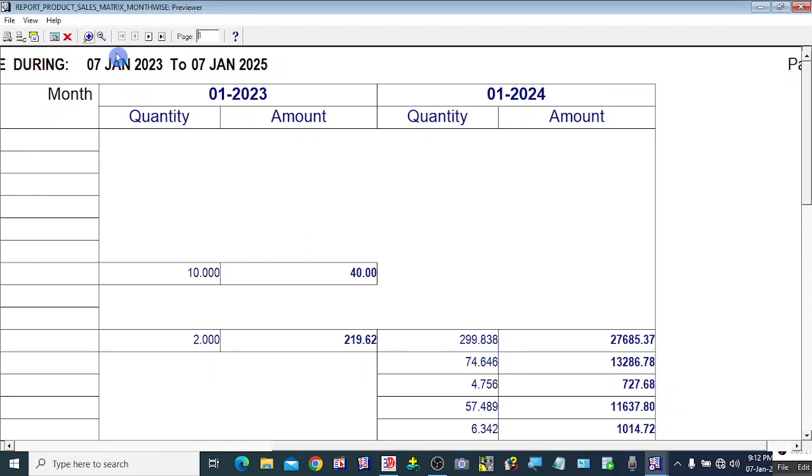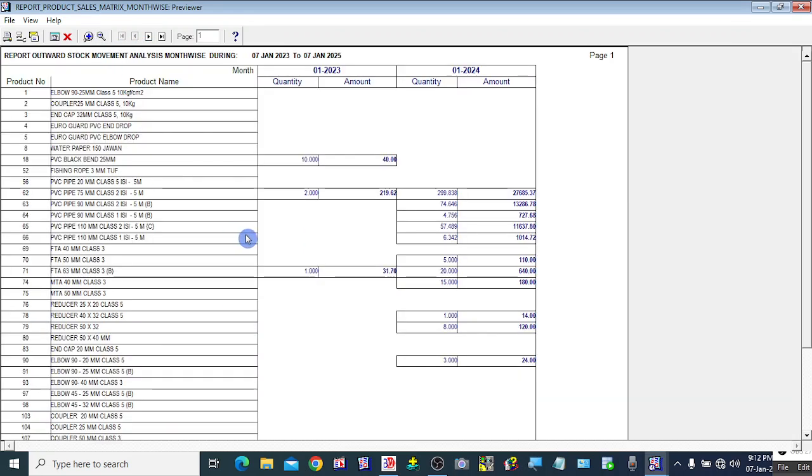So in this way we can make an analysis of month-wise as well as year-wise report of all the stock inward as well as stock outward analysis. This report is also very useful. You can compare it on a monthly basis or quarterly or half yearly, or at the end of each financial year we can make a comparison of stock movement.